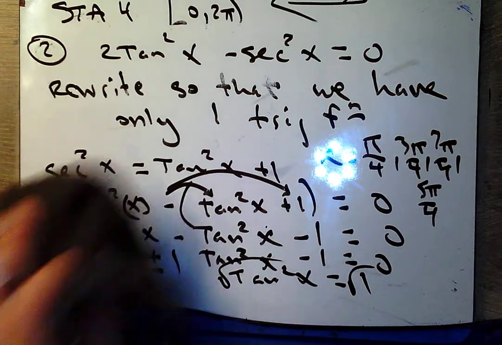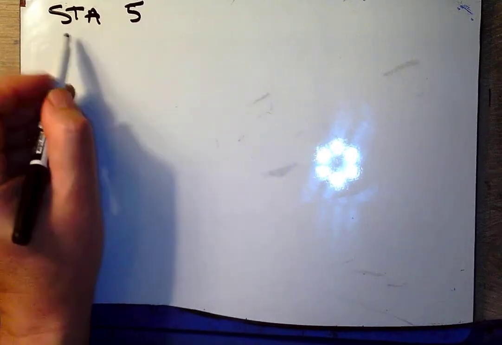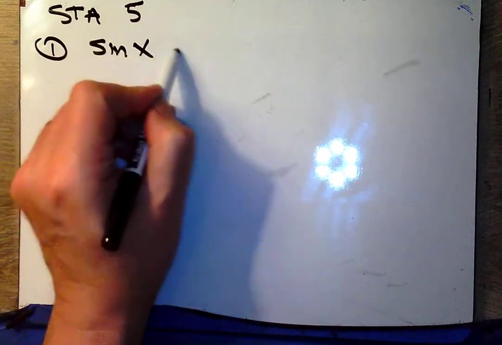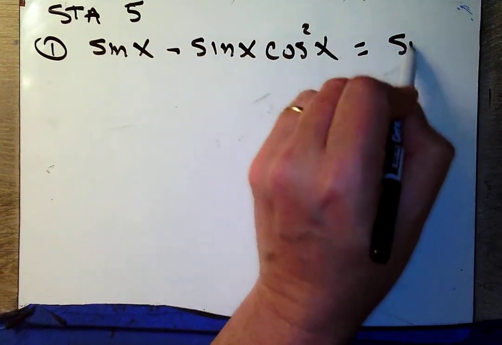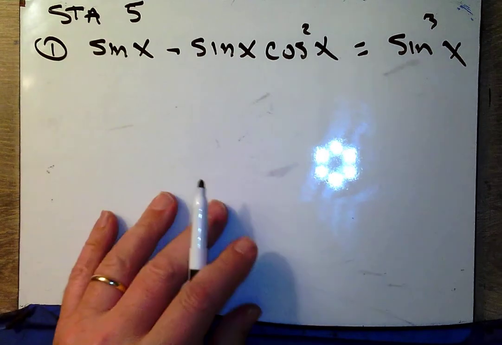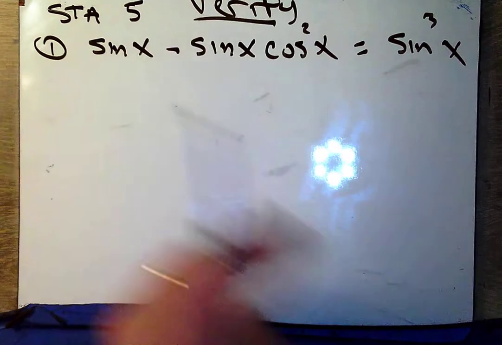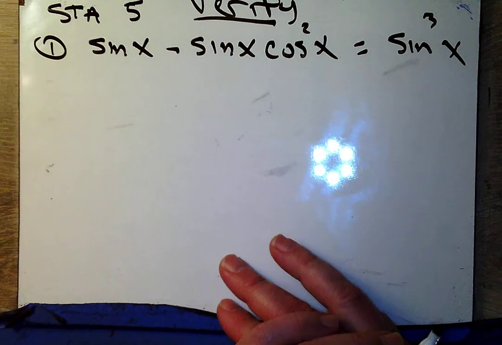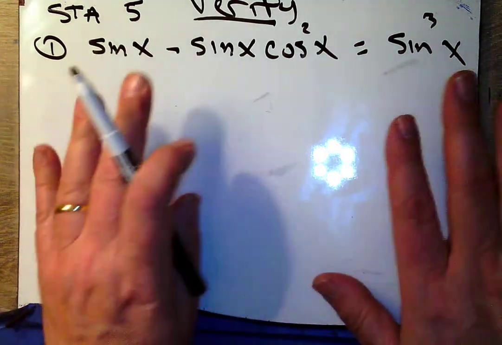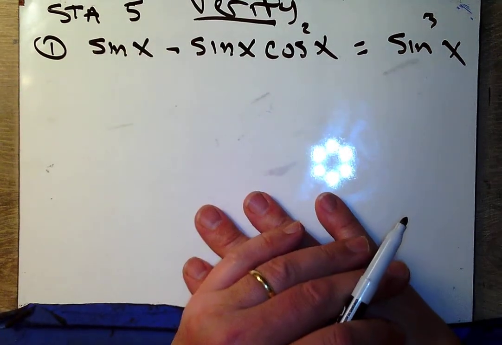What's station 5 got in store for us? Ooh, it's not solving, it's verifying. Oh, who doesn't like a good verifying problem? So number 1 says sine x minus sine x cosine squared x equals sine to the third x. Now, please remember, this is not solving. This is verifying. And remember, with verifying, we're going to turn one side into the other. We can't do something to both sides of the equation, like divide both sides by sine. Can't do it. So what can I do?